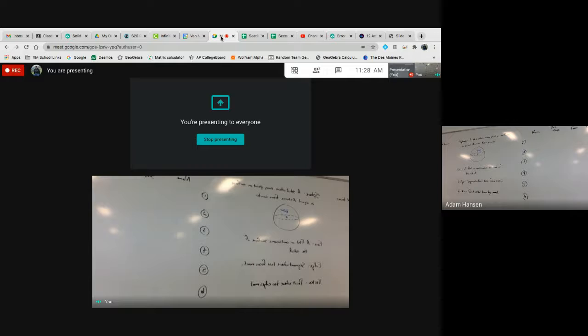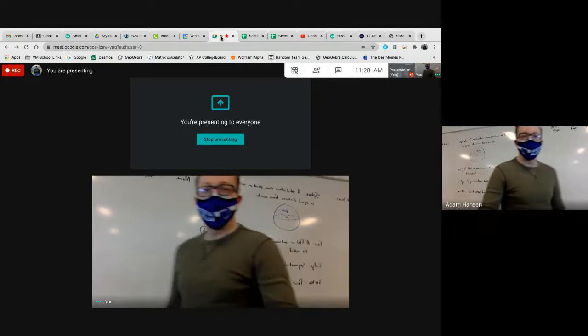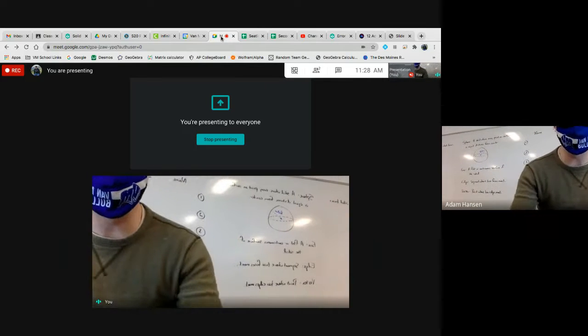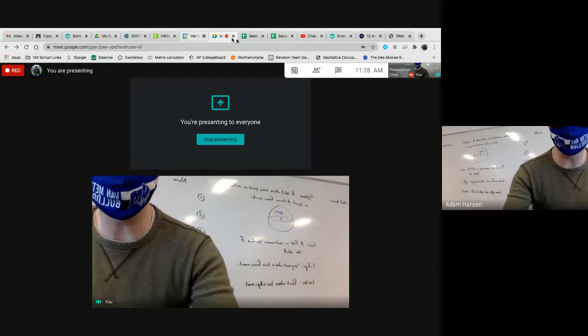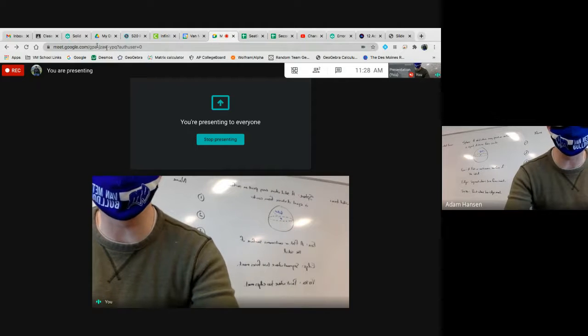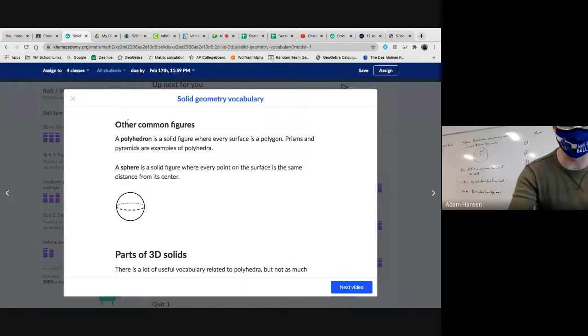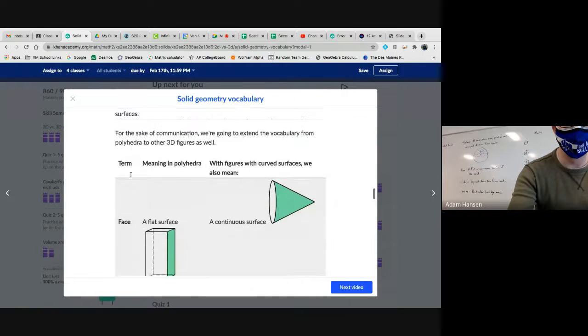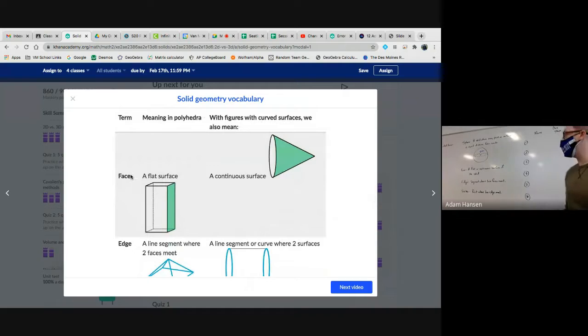Prisms, pyramids, and spheres. That's what makes up this unit. What makes up prisms, pyramids, and spheres? What are the different parts of prisms, pyramids, and spheres? Up on the screen and on the board, I have the three different objects that make up all these different types of solids.